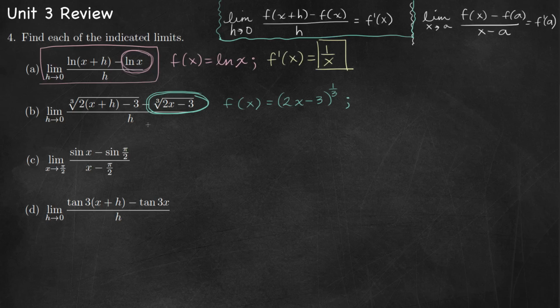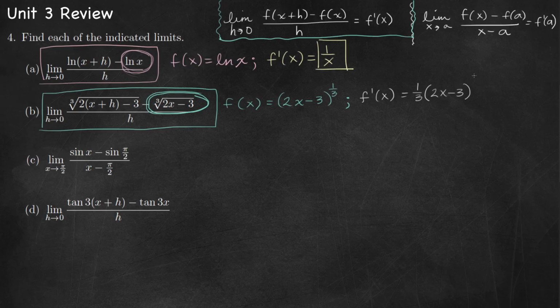Now that I know my f of x, this entire limit is just equal to f prime of x. For f prime of x, I use the power rule and chain rule to take the derivative of 2x minus 3 raised to the power 1/3. I start with the power rule: the derivative is 1/3 times stuff to the power 1/3 minus 1. 1/3 minus 1 is negative 2/3. Then times the derivative of the stuff; the derivative of 2x minus 3 is 2. So my answer is 2/3 times 2x minus 3 to the negative 2/3. If we don't want to leave a negative exponent, then in my numerator I have a 2, and in my denominator I have the 3 and also 2x minus 3 to the power positive 2/3. So that is equal to the limit for part B.